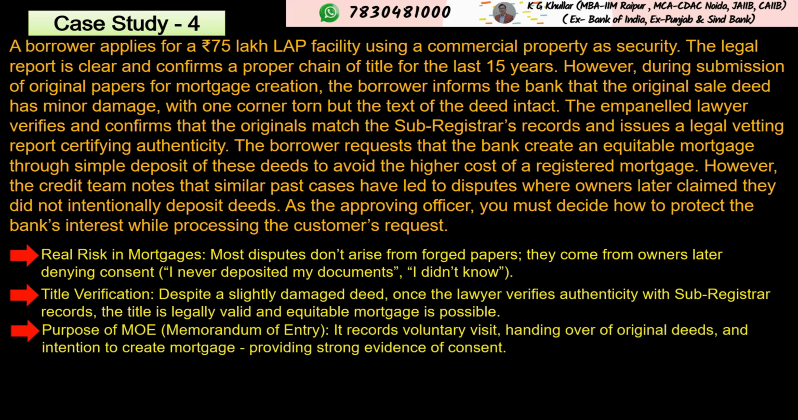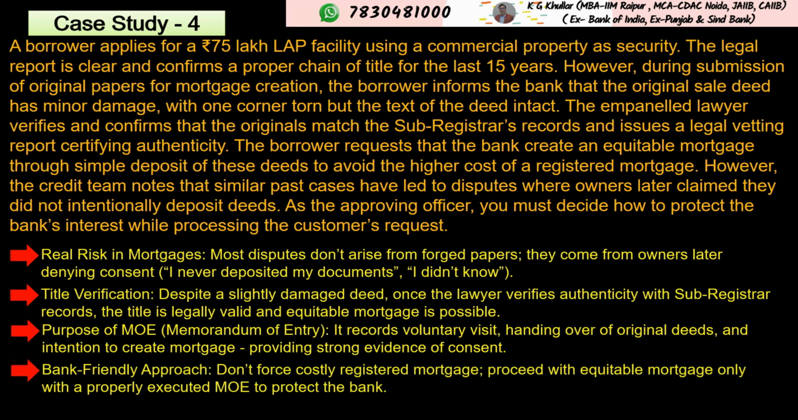This document clearly records that the owner came to the bank voluntarily, then he or she handed over the original deeds, and lastly the intention was to create a mortgage for the loan. This written declaration protects the bank. Even if tomorrow the customer says, I didn't know, then the MOE acts as strong evidence of consent. So friends, the best approach is not to force a registered mortgage which is costly, and not to blindly accept the deposit either. The safest, most practical and most bank-friendly answer is proceed with equitable mortgage but take a properly executed MOE. And that's why option C is correct here.